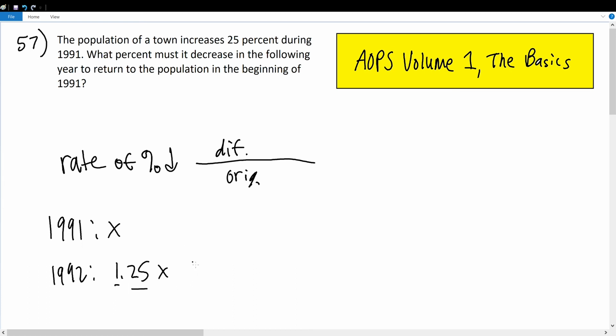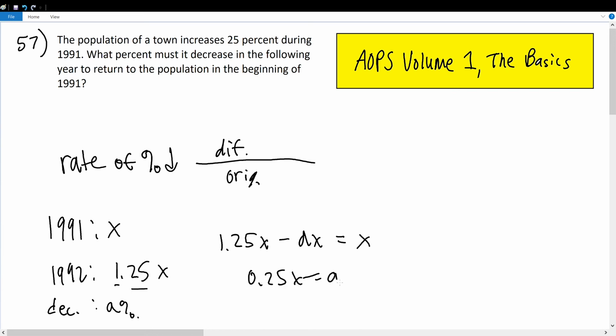And how much must it decrease the following year? Well, let's let the decrease be equal to a percentage of A. So that means that 1.25x minus Ax should give back x. And if we subtract x on both sides and move negative Ax to the right side, we get 0.25x is the same thing as Ax.